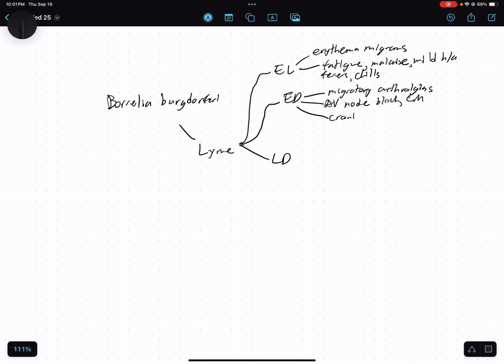From the neurologic perspective, there's cranial neuritis, especially cranial nerve 7, the facial nerve. You can also see radiculoneuritis, which presents as painful paresthesias in a certain dermatomal distribution. For the cranial neuritis, if, for example, the facial nerve is involved, then the patient presents with facial droop on one side with a lower motor neuron pattern. And in more severe cases, you can get meningitis, as well as encephalomyelitis.